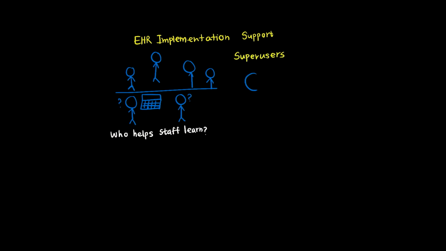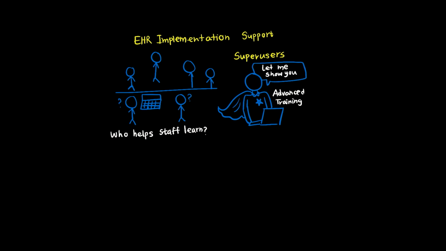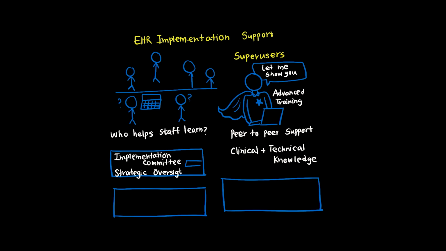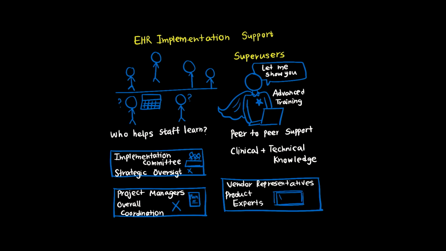These are experienced clinicians, nurses, physicians, pharmacists, who receive intensive, advanced training on the new system before everyone else. During go-live, they're embedded right on the units, at the elbow of their colleagues, providing immediate help when someone gets stuck or confused. After go-live, they continue as ongoing resources for questions and troubleshooting. Implementation committee members oversee strategy from above. Project managers coordinate the overall project. Vendor representatives provide product expertise but aren't clinicians who understand your specific workflows. Super users are that crucial bridge between technology and clinical practice.